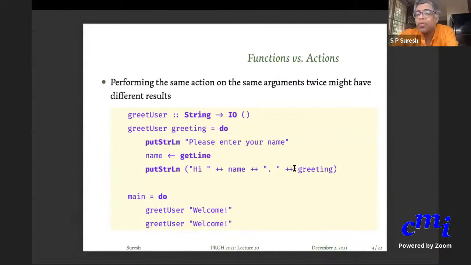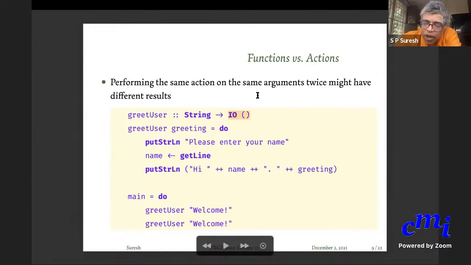Now when it comes to actions, performing the same action on the same arguments twice might have different results. For instance, here I have a greetUser function which takes a string as argument, and it doesn't return any value of significance, but it has side effects. It says, please enter your name. You enter the name, and then it says hi, and your name, and then it gives you the greeting. What will happen if I say greetUser welcome? Welcome is my greeting message, let us say. What will happen if I do this twice?